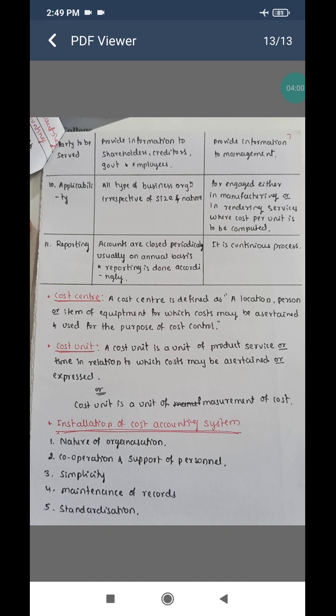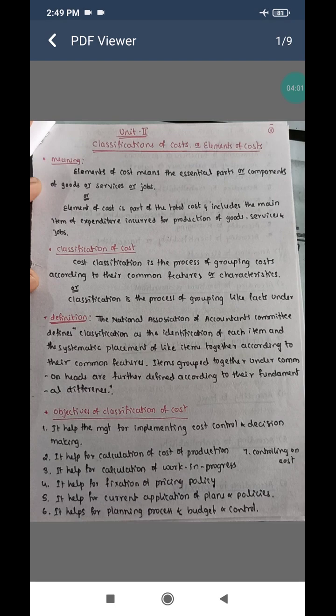Now we will start the next unit. Everything we discussed in the last classes was the theoretical part: what is costing, cost accounting, cost unit. Now let's start unit 2, that is classification of cost or elements of cost. How we have to classify cost.